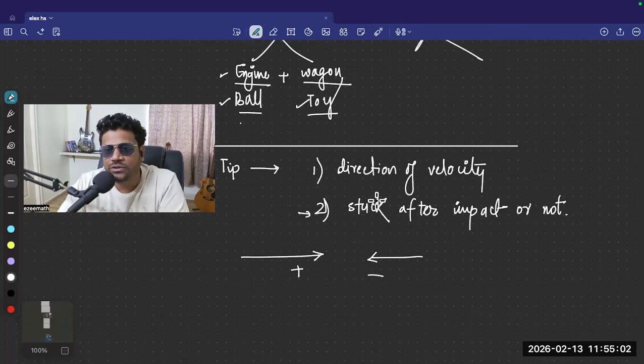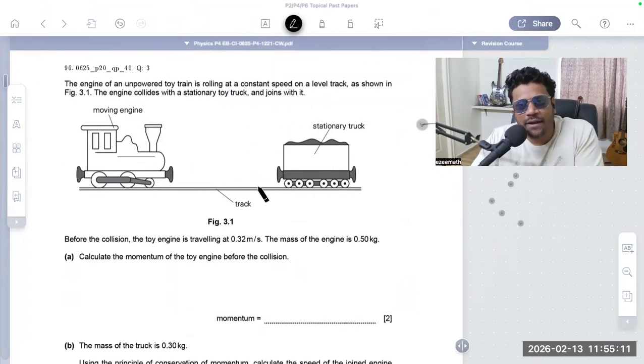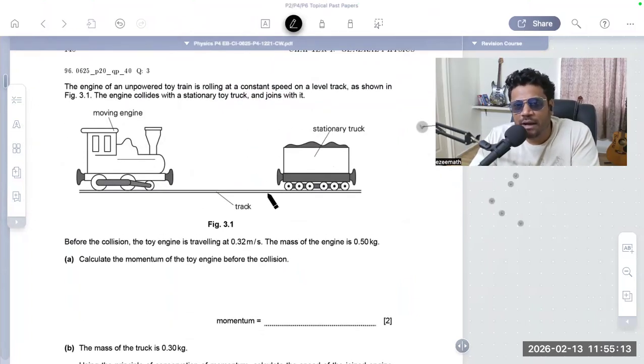So now what we do is we do some questions that have come in the past papers. So we start with a very basic question, which is about an engine and truck. They say before the collision, the toy engine is traveling at 0.32 and the mass of it is 0.5. So with this, you know that the momentum of the engine can actually be found before the impact, and it's going to be these two things multiplied.